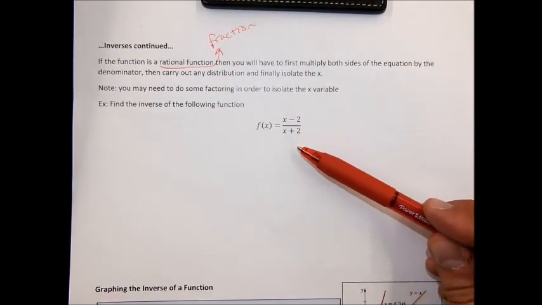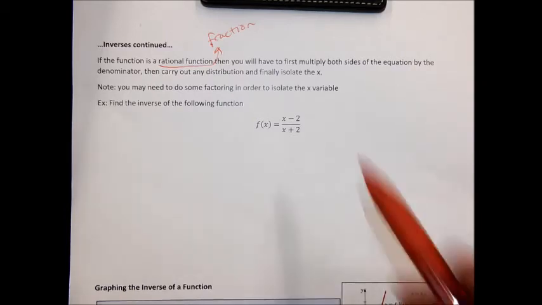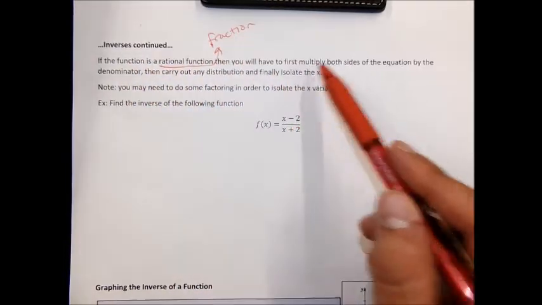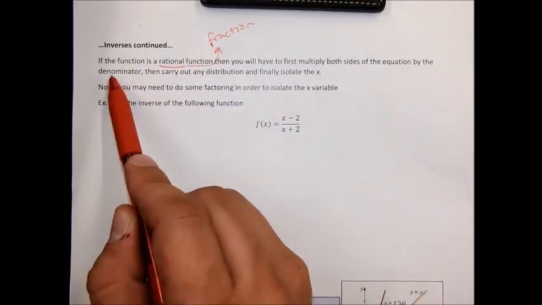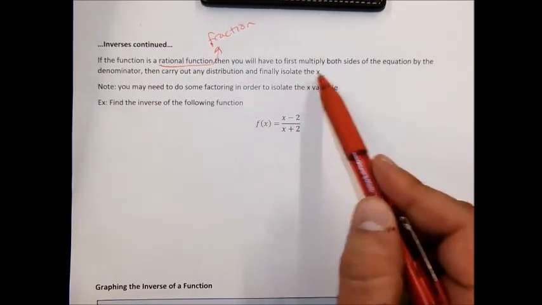So if we have a function that's a fraction, like the one that's shown right here, then how do we get rid of denominators? This is a great throwback to the rational function section because this is on the test, right? If we want to clear denominators out of something and not end up with fractions, what do we do? Multiply each side by the top. Yeah, we multiply by the denominator. Great. So if the function's a fraction, you have to multiply both sides of the equation by the denominator. And then you carry out any distribution, and you isolate x.